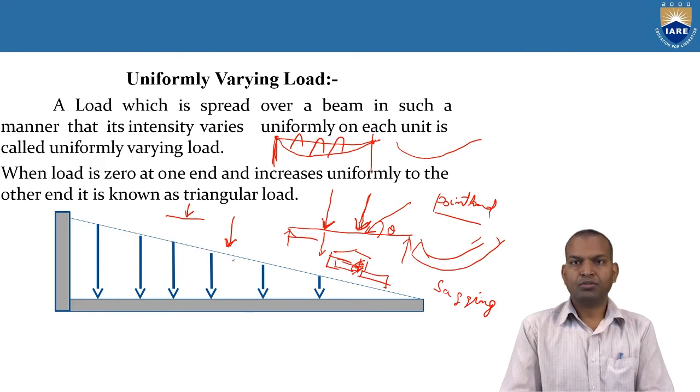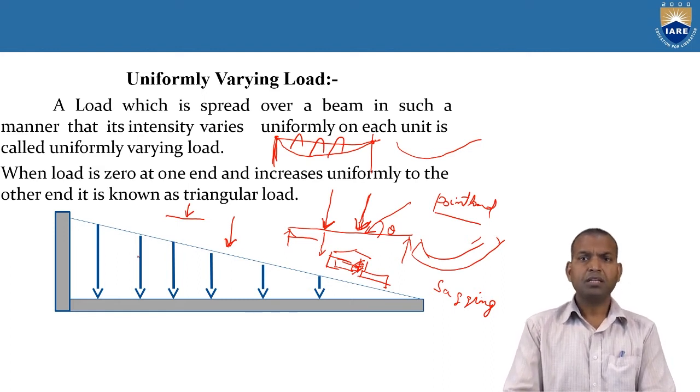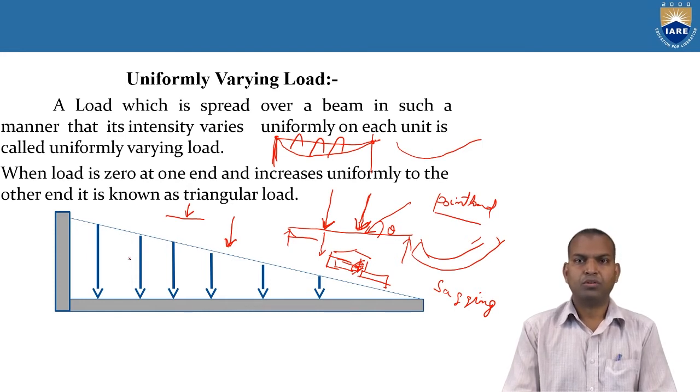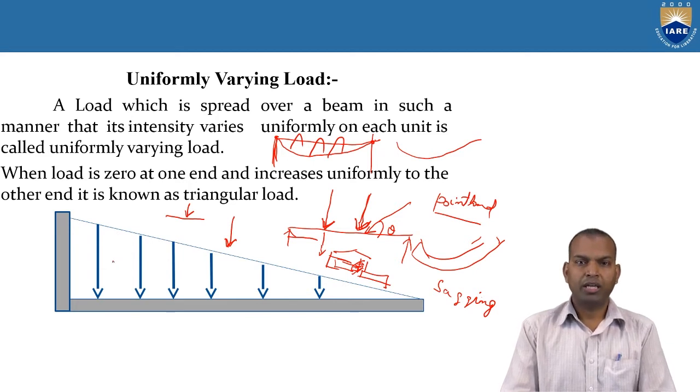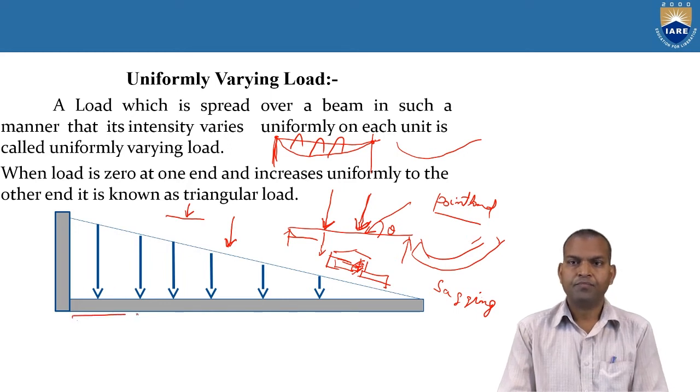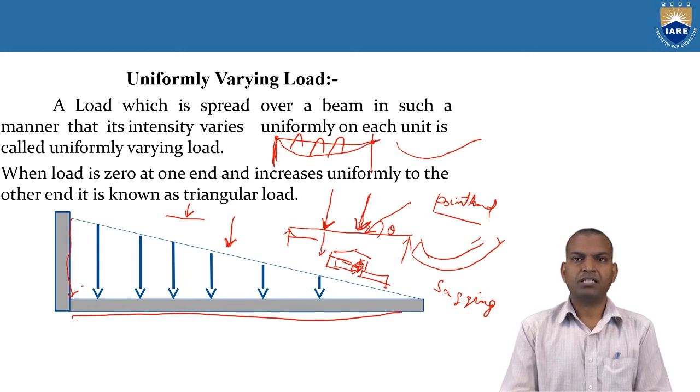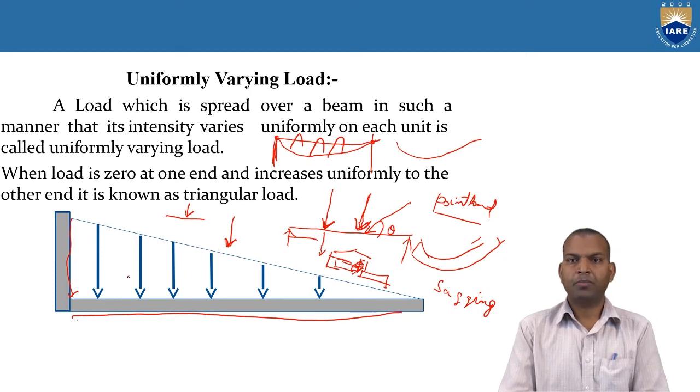Now coming to the uniformly varying load. Another name for it is triangular load. What type of triangle? It can be a right angle triangle or an isosceles triangle. In this load, the load is spread over the length of the beam. It has maximum intensity at this portion, and the intensity varies uniformly on each unit, so it is called uniformly varying load. It is maximum here and zero here.